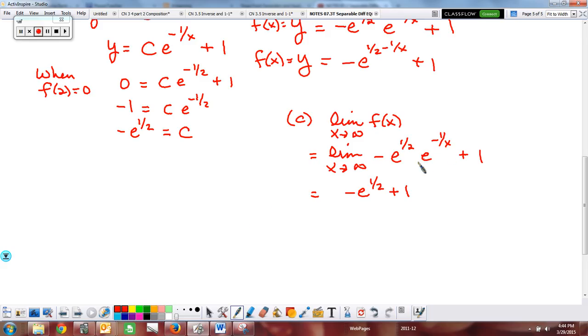Composition, I am cheating, in my head I'm doing the limit as x goes to infinity of negative 1 over x equals 0, right? And then remember that becomes the new limit. The limit of a constant times anything is the constant times the limit, so negative e to the 1/2 times the limit as x goes to 0 of e to the x, and that's now nice, so that goes to 1, and so I get negative e to the 1/2 times 1, and then of course plus this 1 that was over here.